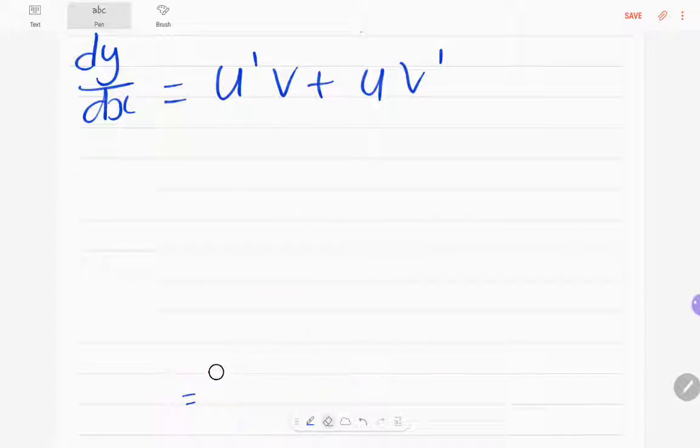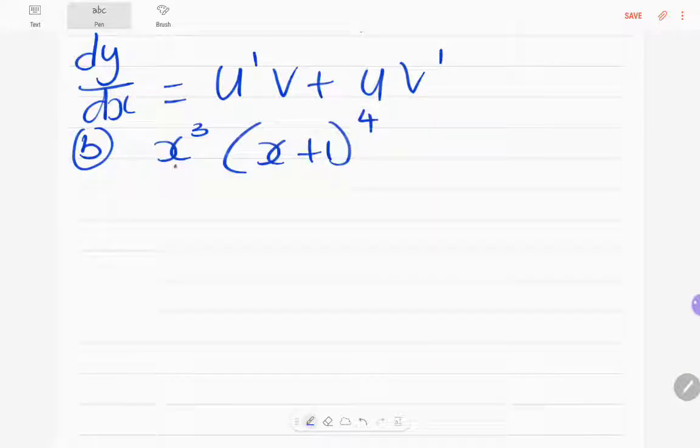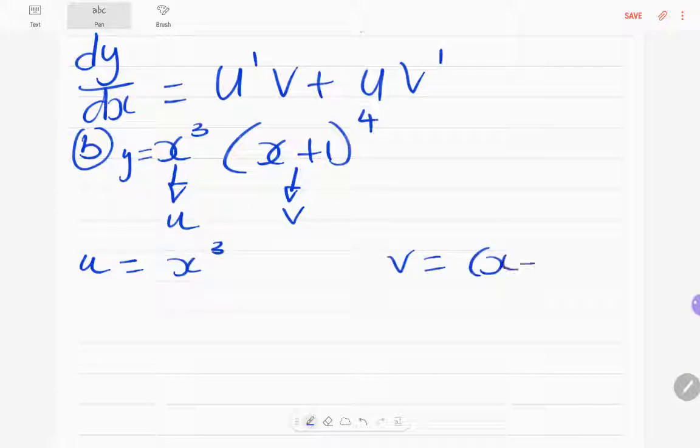This is how we do the product rule. The first term always is our u. The second term is our v. Let me give you another example. Now we have x to the power 3 and x plus 1, everything to the power 4. So remember, y is equal to the first term, which is our u, and the second term, which is our v. So let u be equal to x cubed and let v be equal to x plus 1 to the power 4.